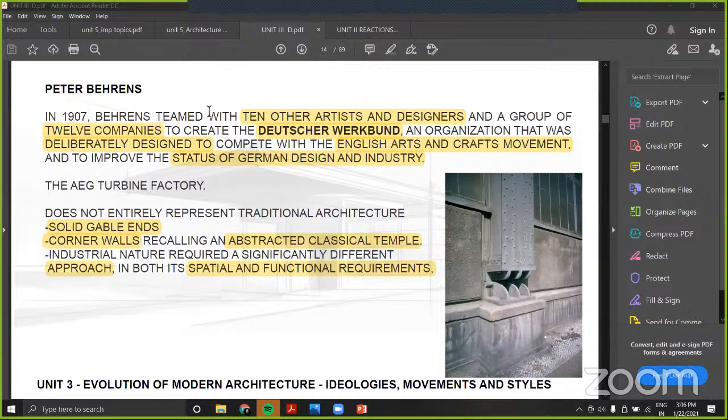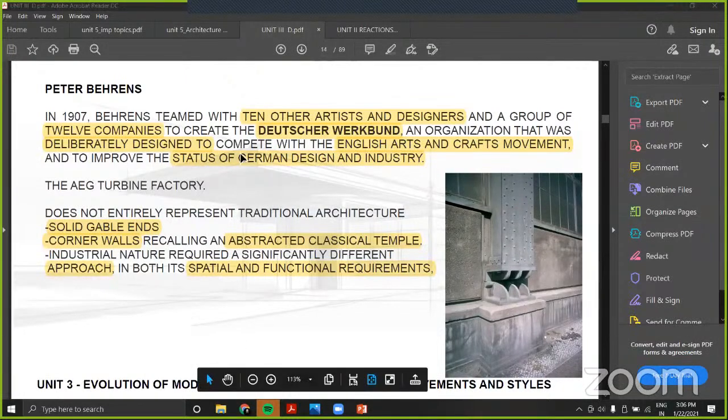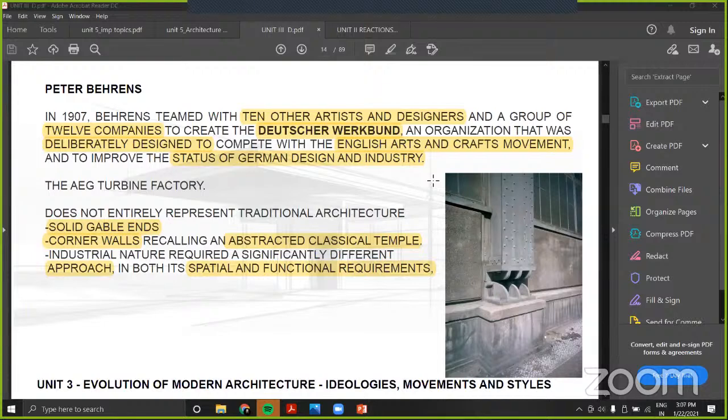So in 1907, Behrens teamed with 10 other artists and designers and a group of 12 companies to create the Deutscher Werkbund, an organization that was deliberately designed to compete with the English Arts and Crafts movement and to improve the status of German design and industry. As we saw in the earlier chapters, since a lot of movements came there, Germany and other countries also wanted their work to be known, and they also wanted to spread their work across the world.